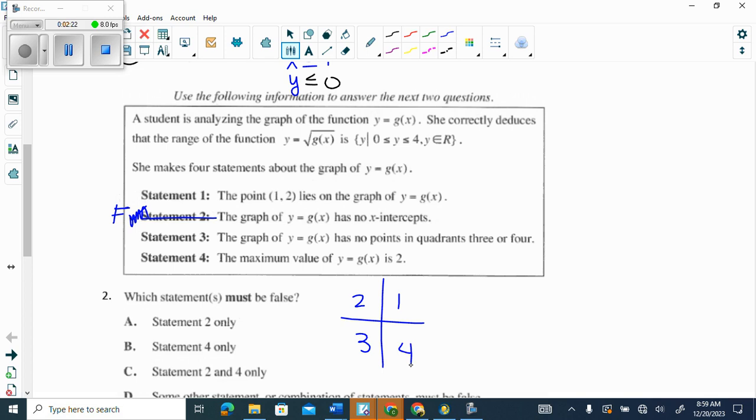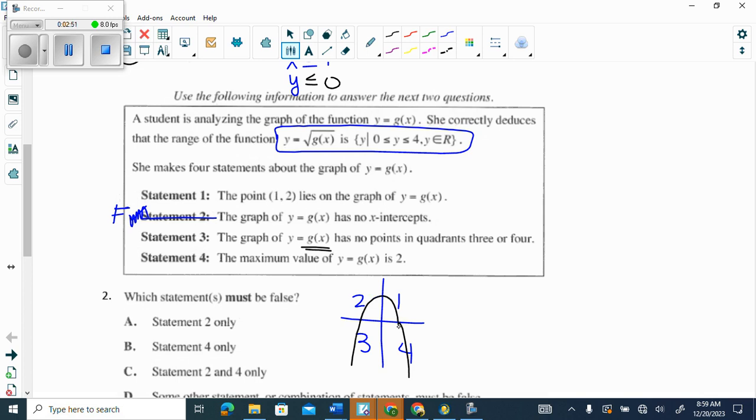Is that true? This is the range of y equals g of x, right? Is there a guarantee that there were no points down here for the original? That's g of x, not root g of x. G of x has no points in quadrants 3 and 4. Is that guaranteed to be true when I give you the range of only the radical, the square rooted one? No, the square rooted one could be between 0 and 4.